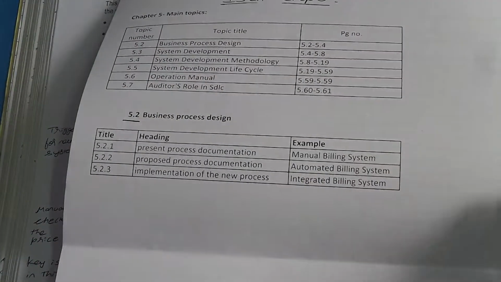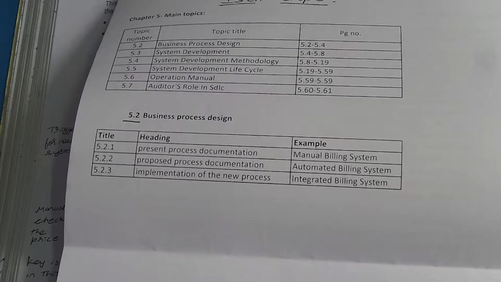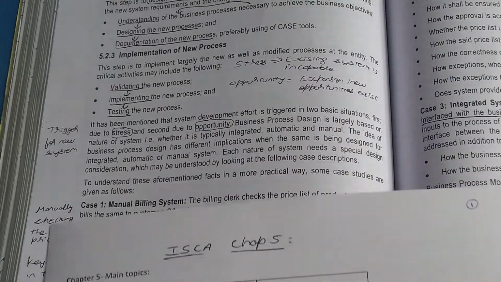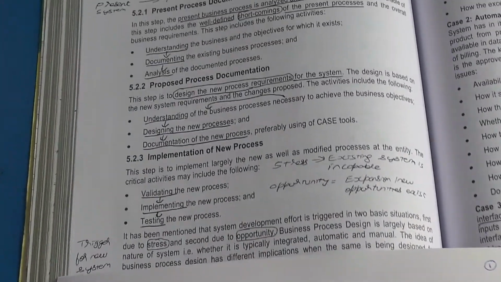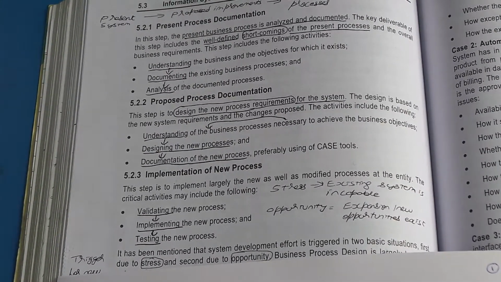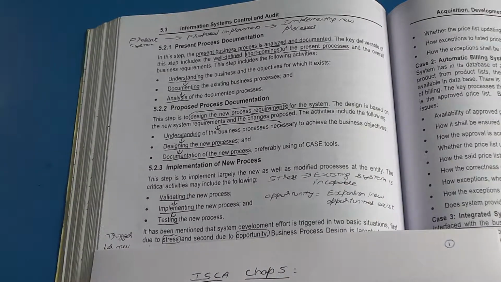And for business process design, we have 3 subtopics to look at. The first one is the present process documentation, then the proposed process documentation, and finally the implementation of a new process. In the present process documentation, we look at what activities are being done in the present process. We document it, and in case we find any loopholes or flaws in the present system, we look at that and make note of that as well.